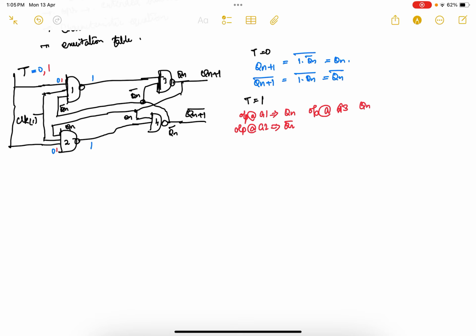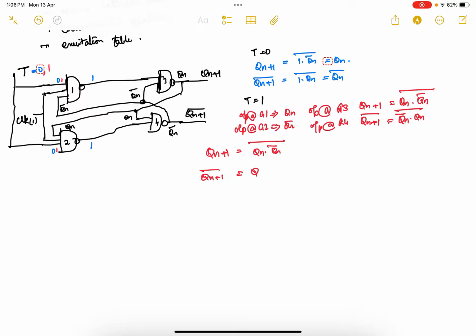Similarly, your output at Q3 is nothing but Qn plus 1. So output at Qn plus 1 is nothing but what? One of the inputs is here Qn, the other input is Qn bar, the whole bar. And similarly the output at Q4, which is nothing but Qn plus 1, the whole bar, is Qn bar into Qn, the whole bar. Clear? So now Qn plus 1 is Qn into Qn bar, the whole bar, and Qn plus 1, the whole bar is Qn bar into Qn, the whole bar.